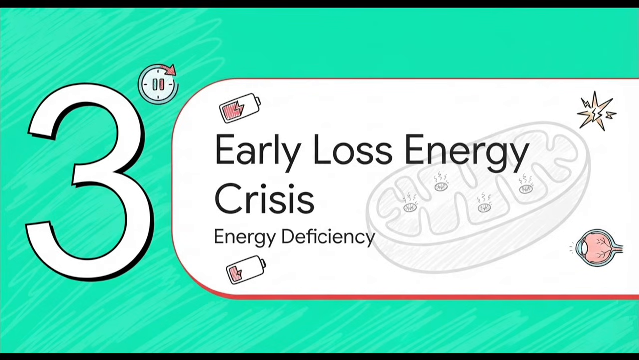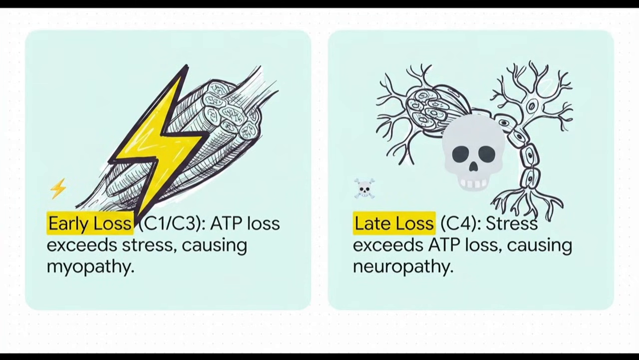Section 3. Early loss, energy crisis. Let's focus on that early break first. This is the true aha moment of our explainer. Notice the critical difference here. An early break in the chain causes a massive energy crisis for high-energy tissues, while a late break creates toxic pollution that destroys delicate nerves.